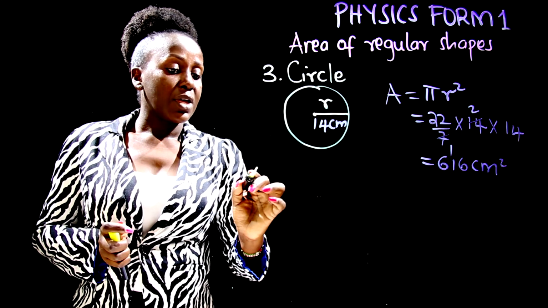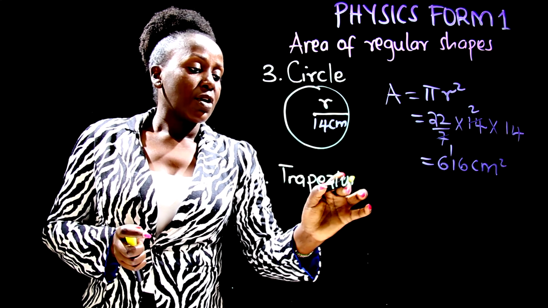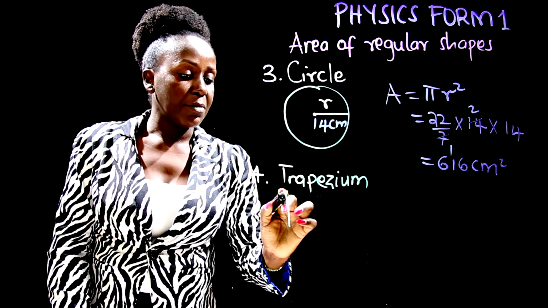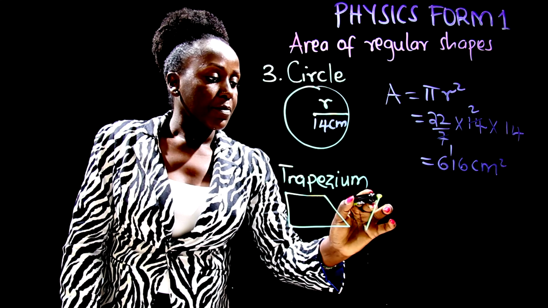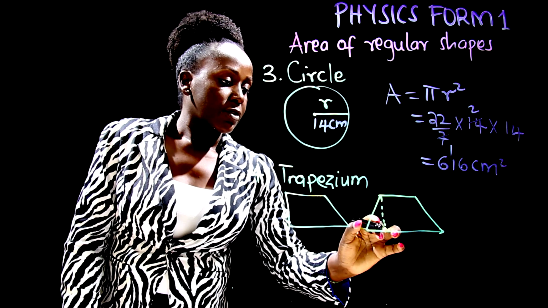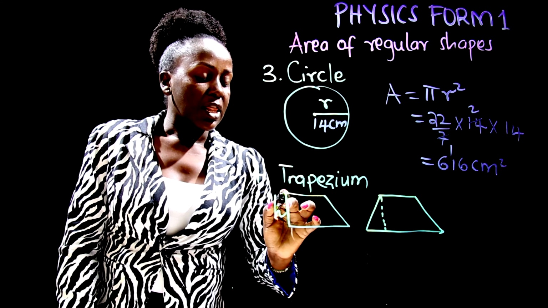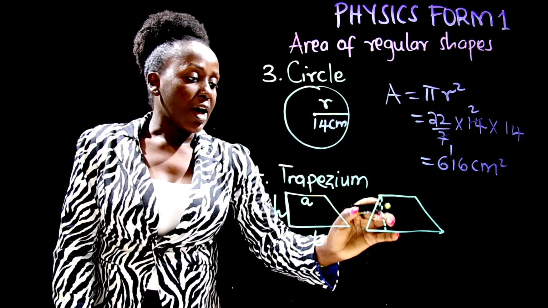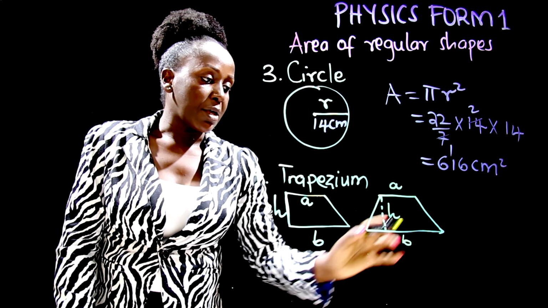The other shape is a trapezium. How does a trapezium look like? So we have two forms of a trapezium. One looks like that. The other one looks like that. Okay? So this is called the height. The shorter side is A, the longer side is B. Here we have the height, the shorter side is A, the longer side is B.